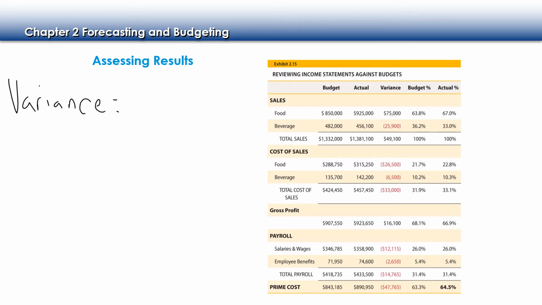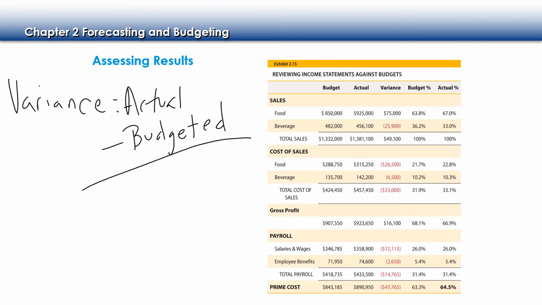Okay, so because we're finding the difference, we want to subtract, and we're going to do the actual minus the budgeted. Now, just like in our profit equals sales minus expenses, it's so important to always do the actual performance and subtract your budgeted, okay? The way I remember that is just alphabetical order. Actual minus budgeted, A minus B, okay?